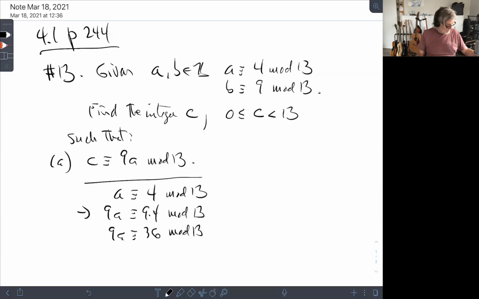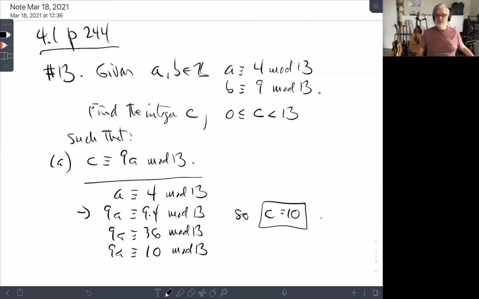Now 36 mod 13, that's 26 plus 10, right? This is the same as 10 mod 13. So 9a is congruent to 10 mod 13. So the number C we are looking for is 10. Hopefully this is clear. There is exactly one number between 0 and 13, strictly less than 13, that will be congruent to 36 mod 13, and that is 10, right? Because 36 is 2 times 13 plus 10. Is everybody okay with this?